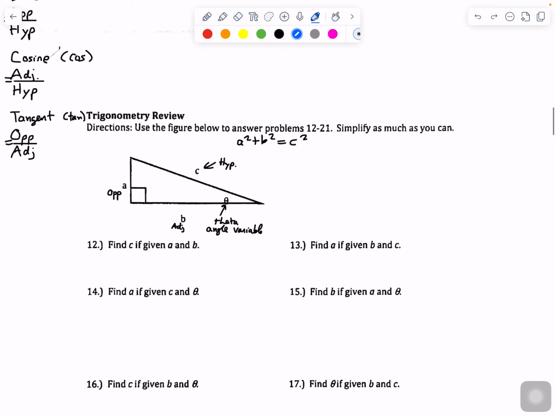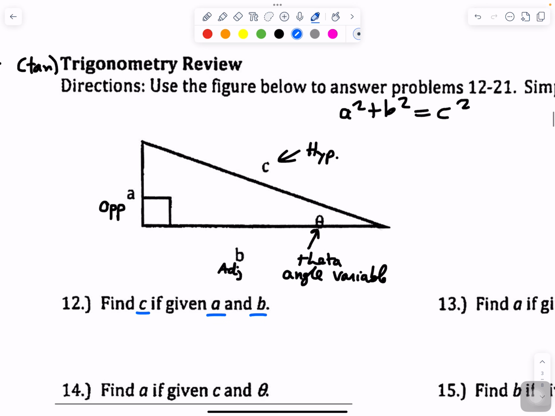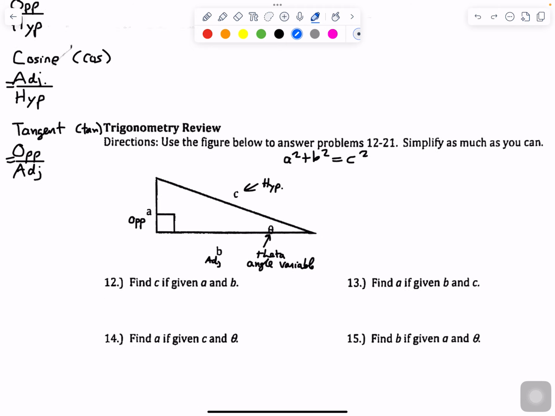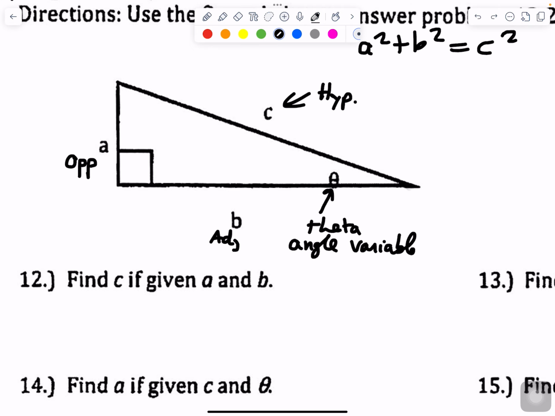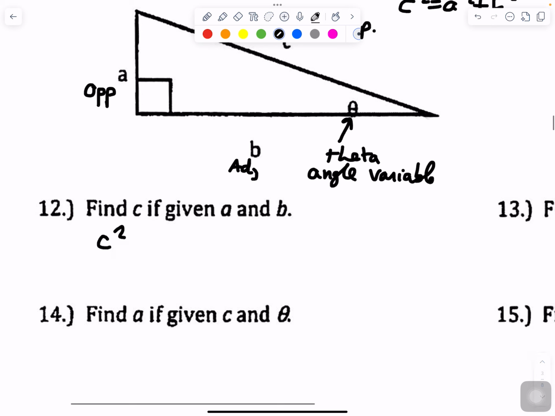Okay, so with that said, let's go ahead and begin. Number 12, find C if given A and B. Well, okay, so find one side of the triangle if given the other two. Well, that's easy, that's the Pythagorean theorem. So what I'm going to do is use my Pythagorean theorem. Now, I'm going to write it down a little backwards. Instead of writing A squared plus B squared equals C squared, I'm going to write it as C squared equals A squared plus B squared. So C squared equals A squared plus B squared.